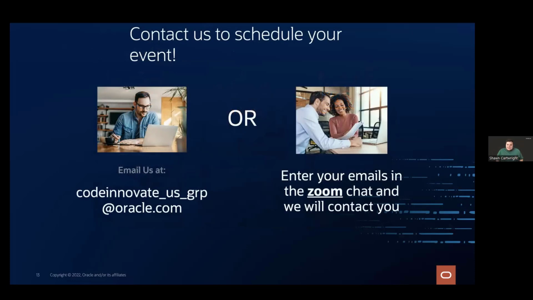Last but not least, if you'd like to schedule an event, you can email us at the codeinnovate_US_GRP@oracle.com email address. You can put your names in the chat if you'd like to talk with one of our solution engineers on the team. And the least we can do is give you a demonstration and talk about the agenda and see if this works for your company.